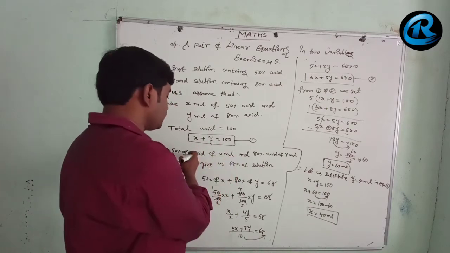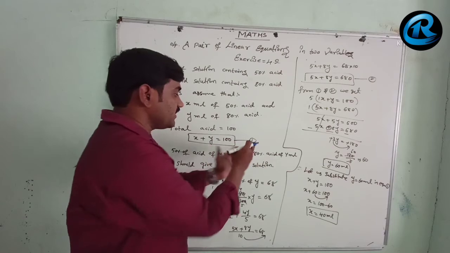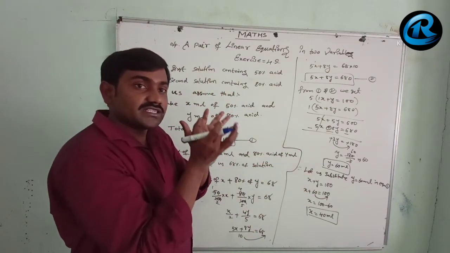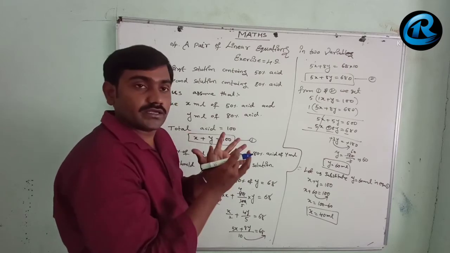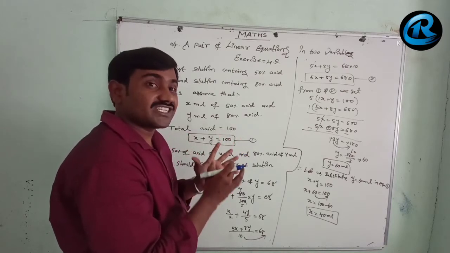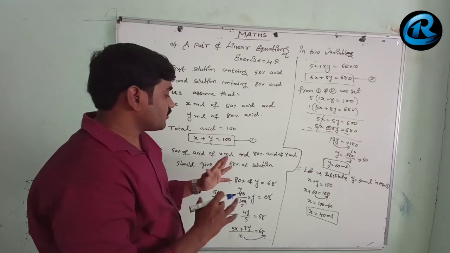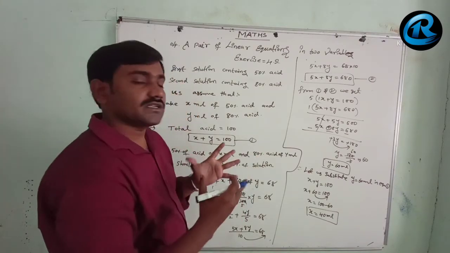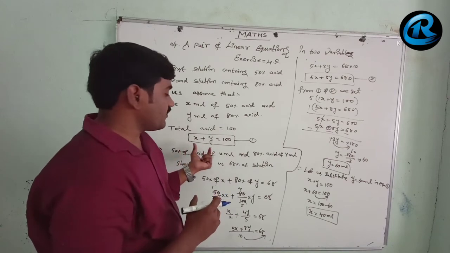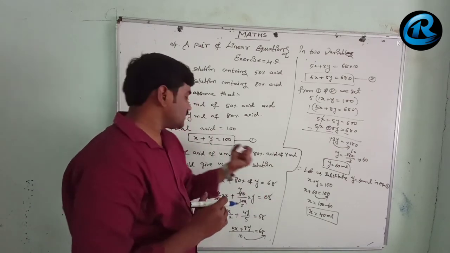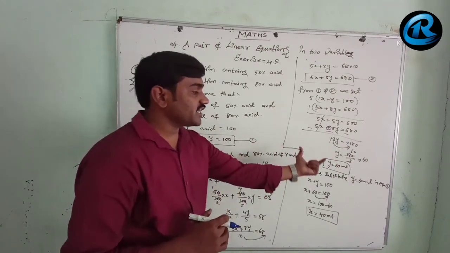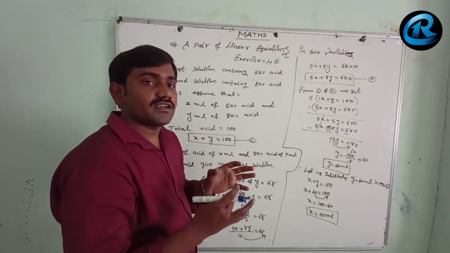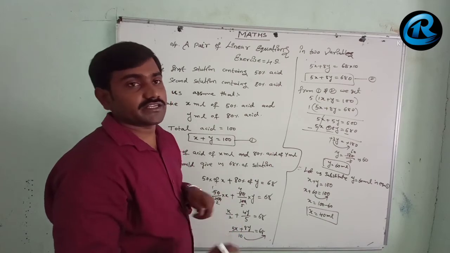From the 40 ml, 50% acid 40 ml kalapali. 80% acid 60 ml kalapali. Appudu manaku 100 ml vastundi. Enta percent untundi acid andulo? 68% untundi. So 50% of 40 ml acid, 80% of 60 ml acid. When you add it, we will get 100 ml of 68% solution.